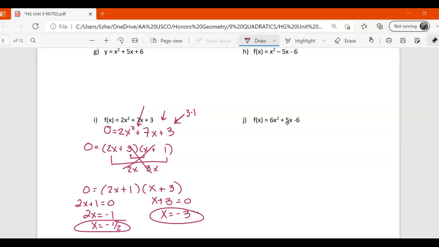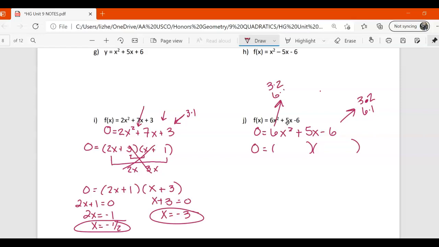Then for J, again, it's an equation. Set it equal to 0. Factor it. And so with 6, we have a lot of options. So this 6 could be, I think we did this one. This one looks familiar. 3 times 2 or 6 times 1. And of course, this 6 could also be 3 times 2 or 6 times 1.